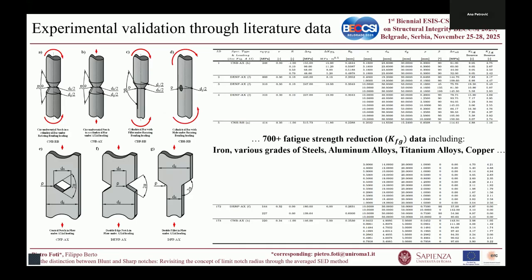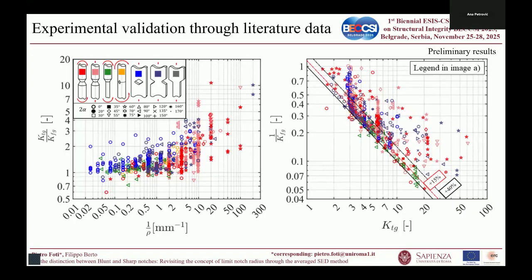Obviously, up to now, I've talked just about numerical results, but of course, we needed to have an experimental validation. And we have done this through some literature data. We have compiled a database of more than 700 fatigue strength reduction factors, including iron, various grades of steel, aluminum alloy, titanium, and so on. This is the database that we have been able to achieve.